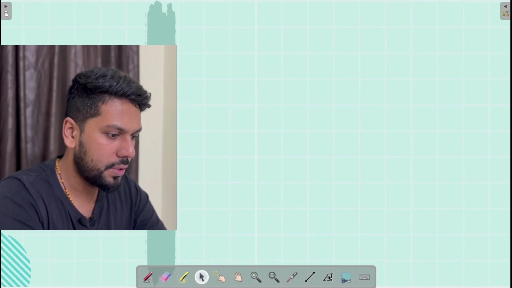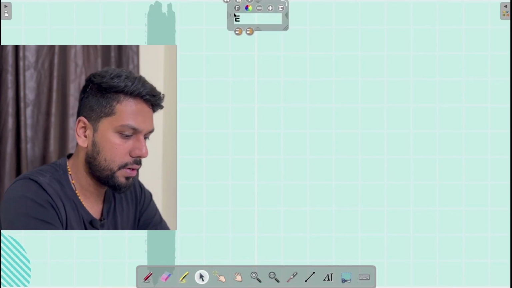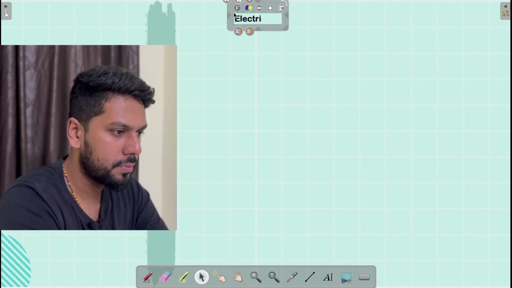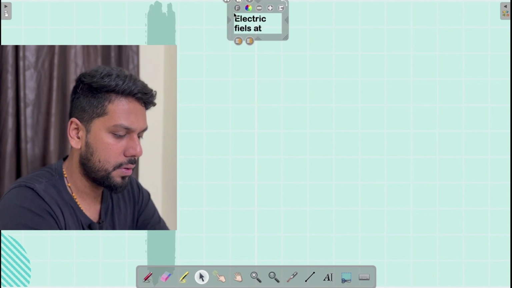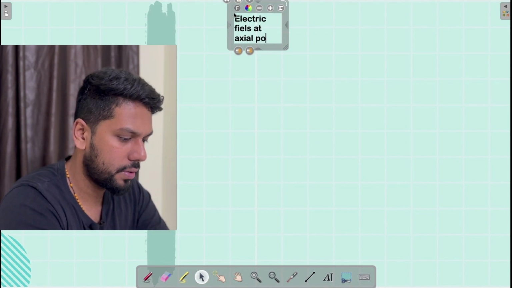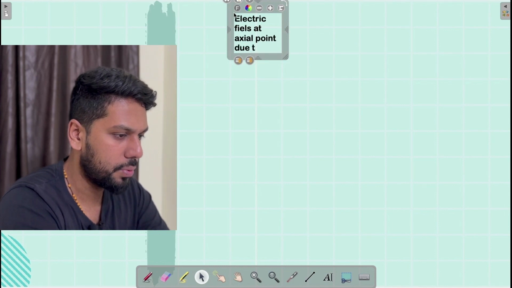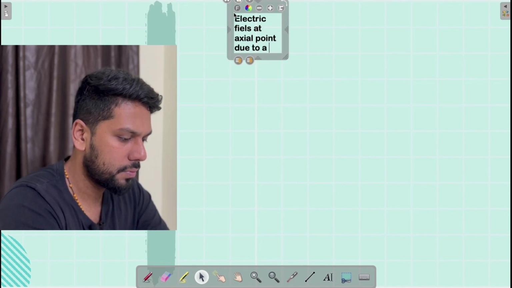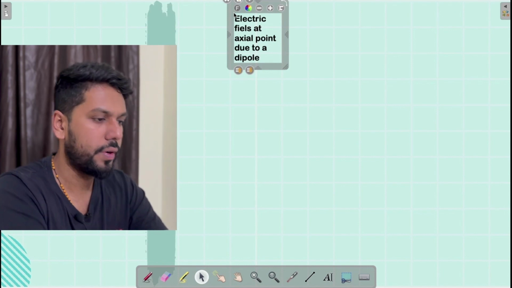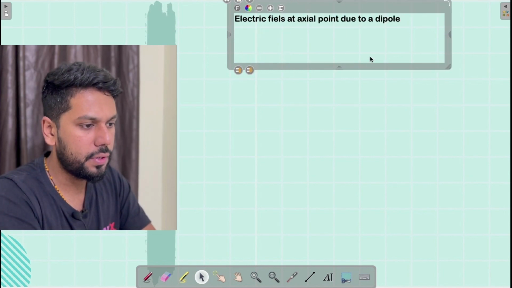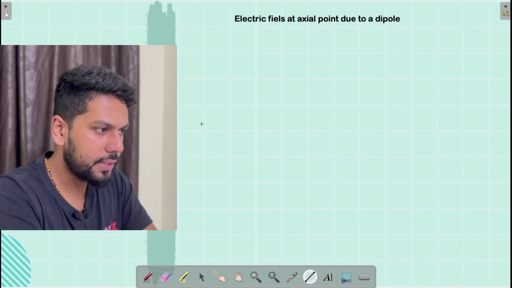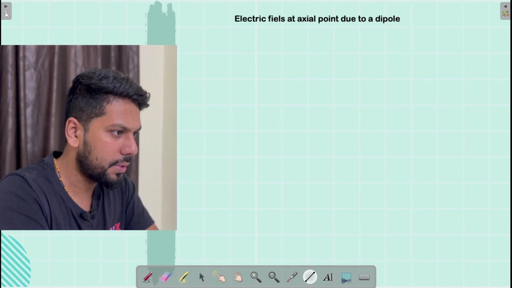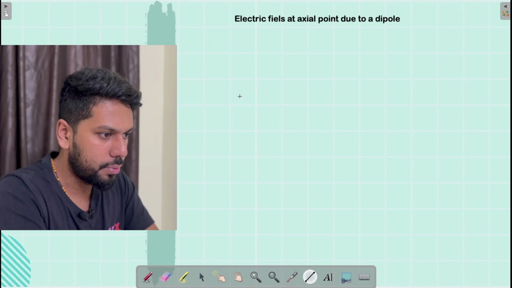The first one: electric field at axial point due to a dipole, right? Electric field at axial point due to a dipole. Now let us see how we are making a dipole. Let us create a dipole, and I will use some other color for this. I'm having a dipole.